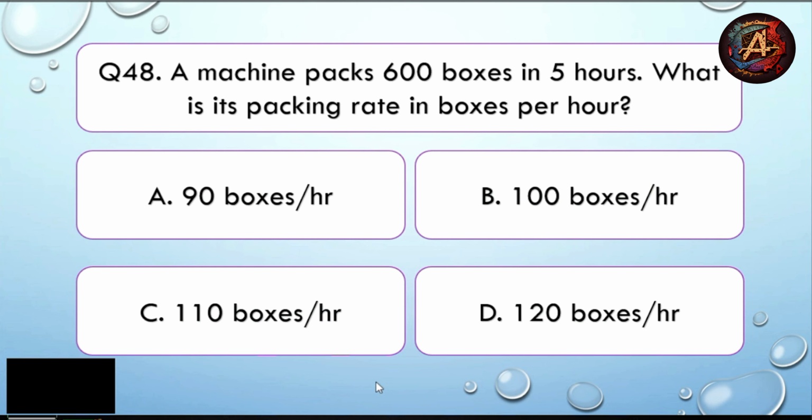A machine packs 600 boxes in 5 hours. What is its packing rate in boxes per hour? Is it A, 90 boxes per hour, B, 100 boxes per hour, C, 110 boxes per hour, or D, 120 boxes per hour? I'll give you 5 seconds.